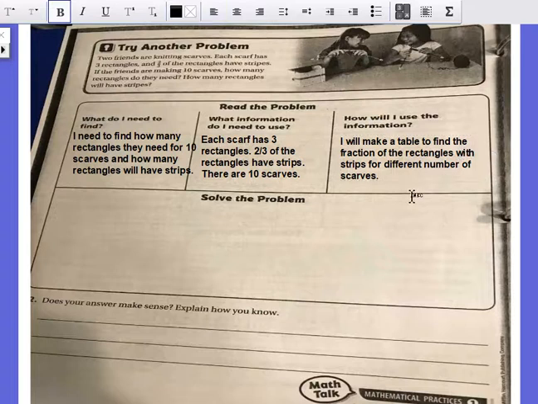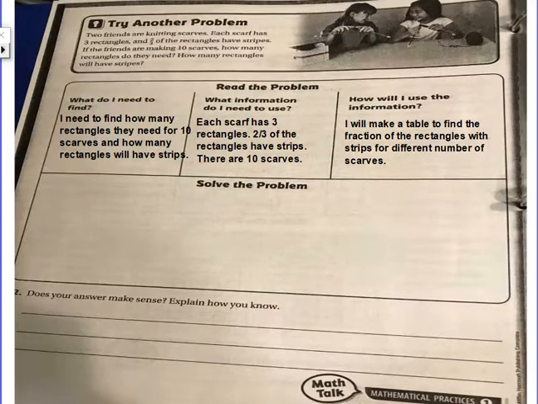Okay, so we're going to make a table to find the fraction of the rectangles with stripes for different number of scarves. So we have scarves, number of rectangles with stripes, and then we need to have the total number of rectangles. I'm going to take my pen here and mark out all 10 scarves. So here's scarves.